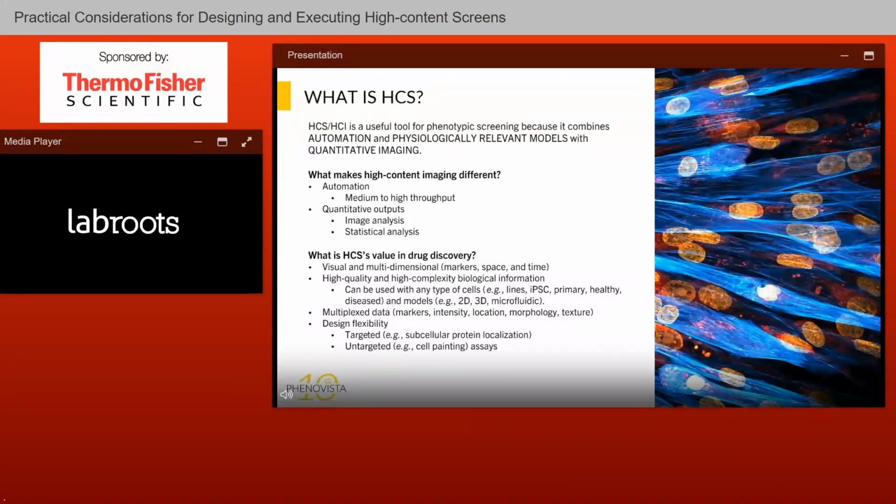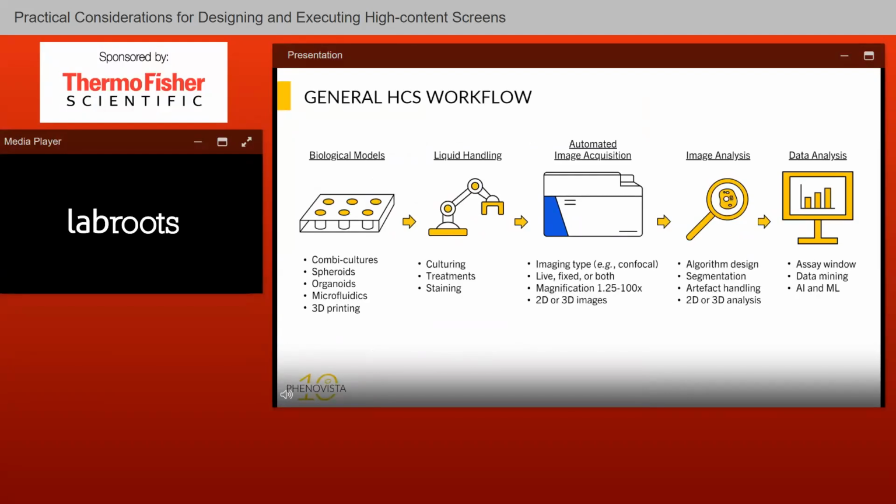If we go on to this slide, you can see the workflow of high content. Starting off, you've got your biology, and that's often the most challenging part of doing high content: getting the biology to perform as expected and to work in multi-well plates, and for all the analysis and all the staining and the control treatments to work as expected. So you get the biology right, you've got the liquid handling for treatments and culturing.